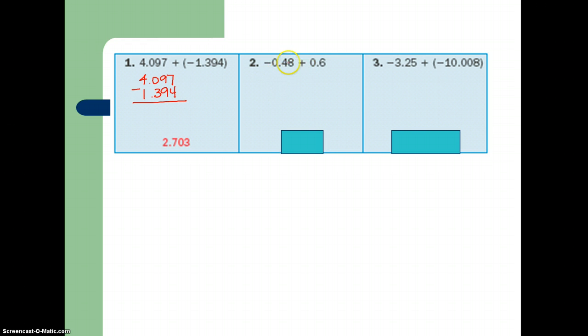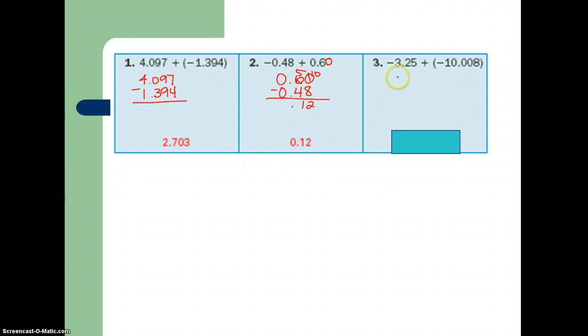Number 2, now be careful. They're different signs, and which one's bigger? Well, if you add a 0 here, you kind of take away the decimal points. 48 is less than 60, so I'm going to put the 0.60 on top and the 0.48 on the bottom. So you can say 6 tenths is greater than 48 hundredths. Subtract. Bring down the decimal point. You have 12 hundredths.